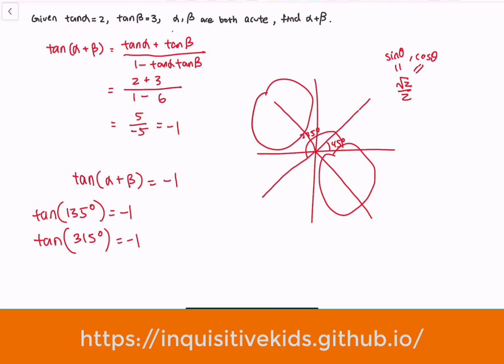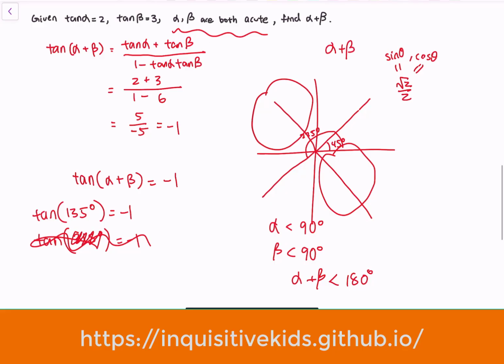But remember, alpha and beta are both acute. This means that alpha must be less than 90 degrees, and so is beta. So alpha plus beta must be less than 180 degrees, which means that their sum can never exceed 180 degrees. So their sum cannot be 315 degrees. That would be too much. Which means that the sum of alpha and beta must be 135 degrees. So alpha plus beta, this is our answer, is equal to 135 degrees.